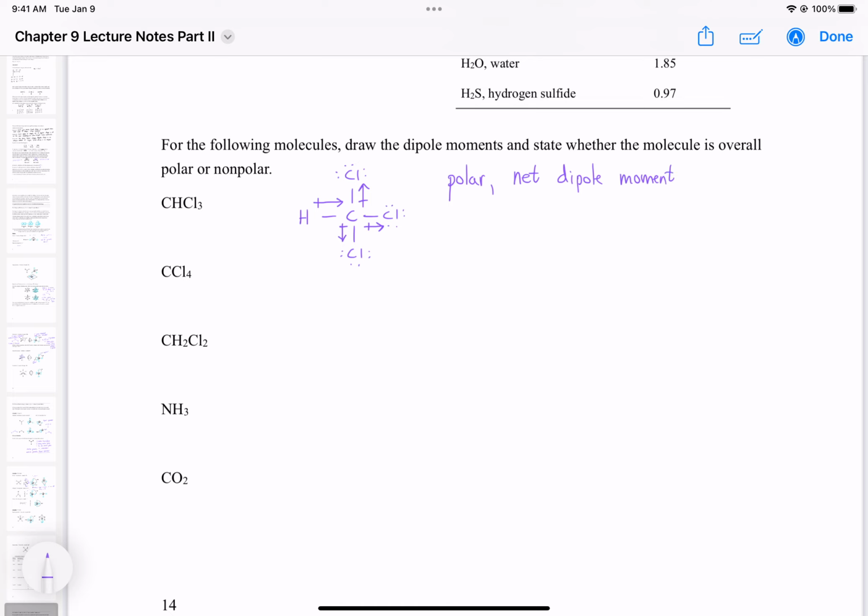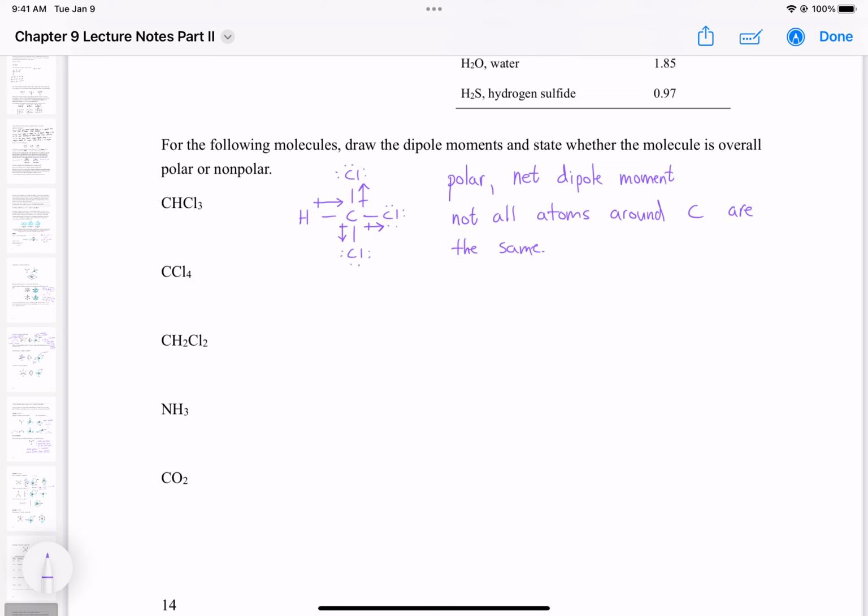The reason for this is that not all atoms around carbon are the same. So even though this molecule looks symmetric, not all the bonds are the same, and when that happens, we're going to have a dipole moment. So not all atoms around carbon are the same, so this points to a dipole moment.